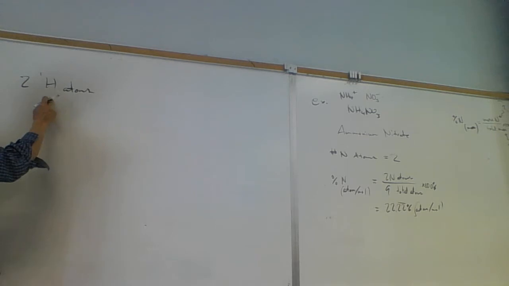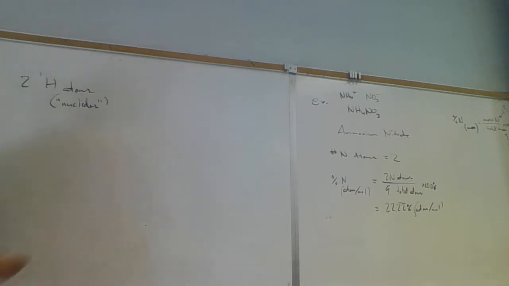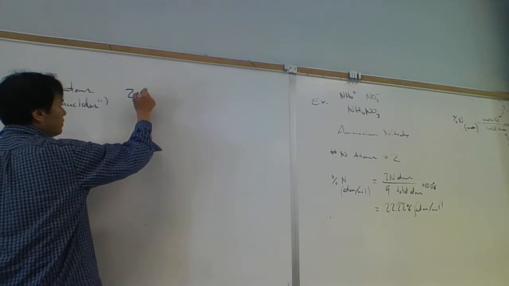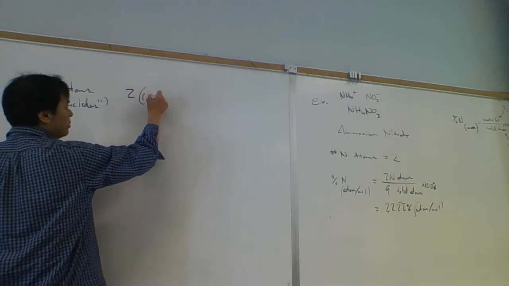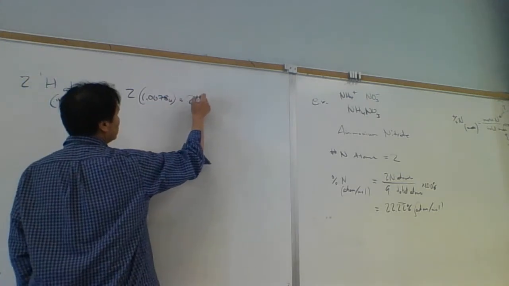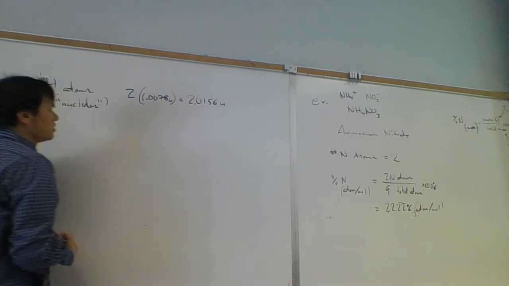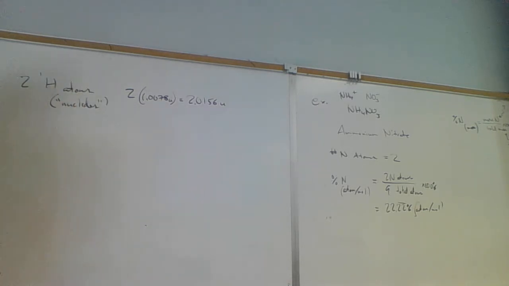Single atoms of a specific isotope are sometimes called nuclides. And so we have 2 H1 nuclides, hydrogen atoms of a specific isotope. And each of those weighs 1.0078, so it's going to be 2 times 1.0078 u, and that's going to give me 2.0156 u. And so that's 2 H1's worth of mass.